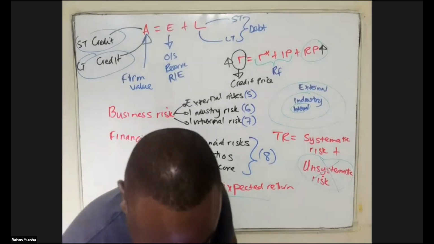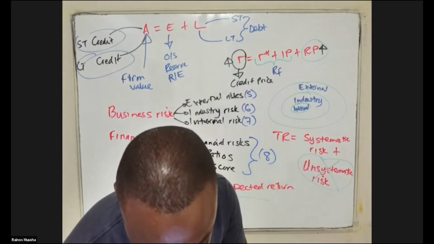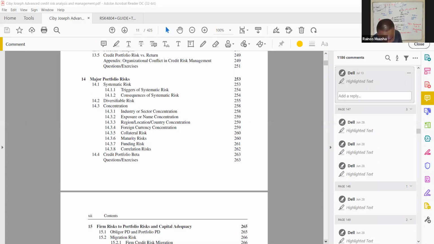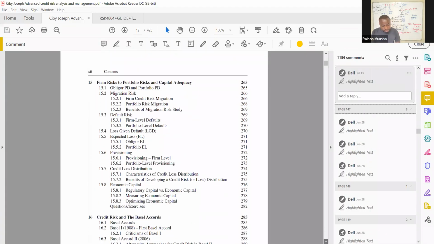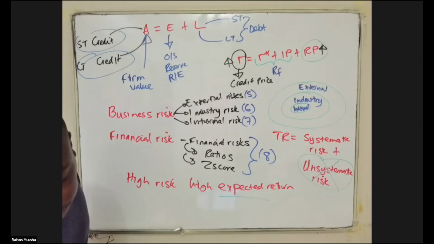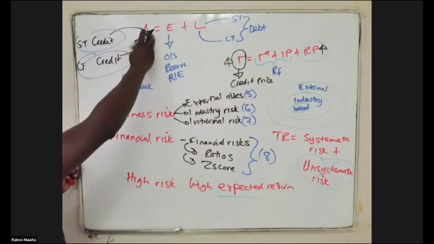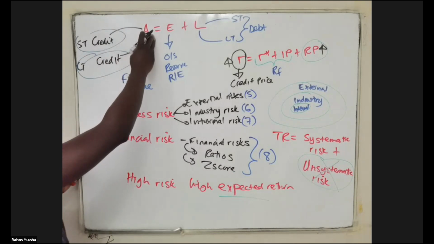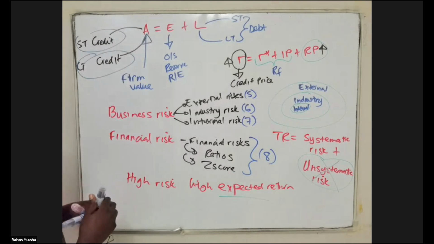Now, if you look at chapter 15, we look at firm risks to portfolio and capital adequacy. Now, let's go back to our accounting equation. Remember, when you look at the accounting equation, our ultimate aim is to maximize the returns that we're getting from our assets, right?